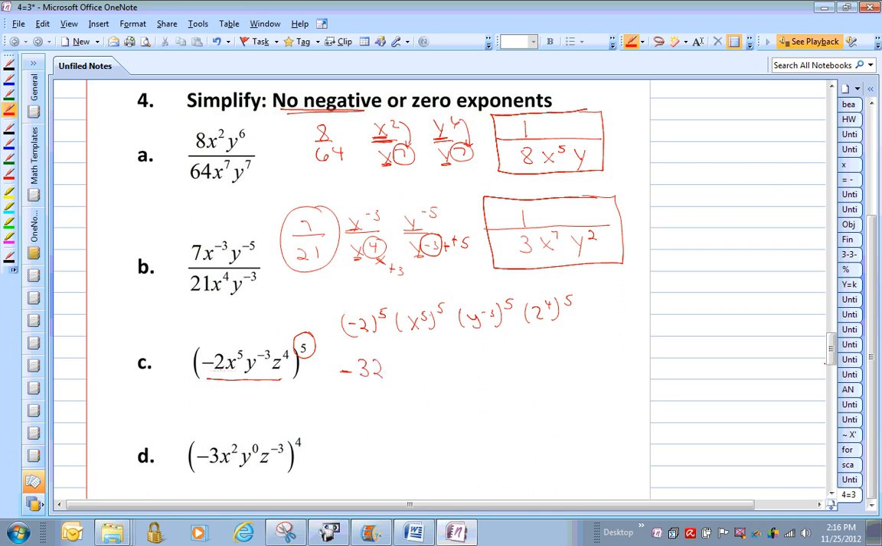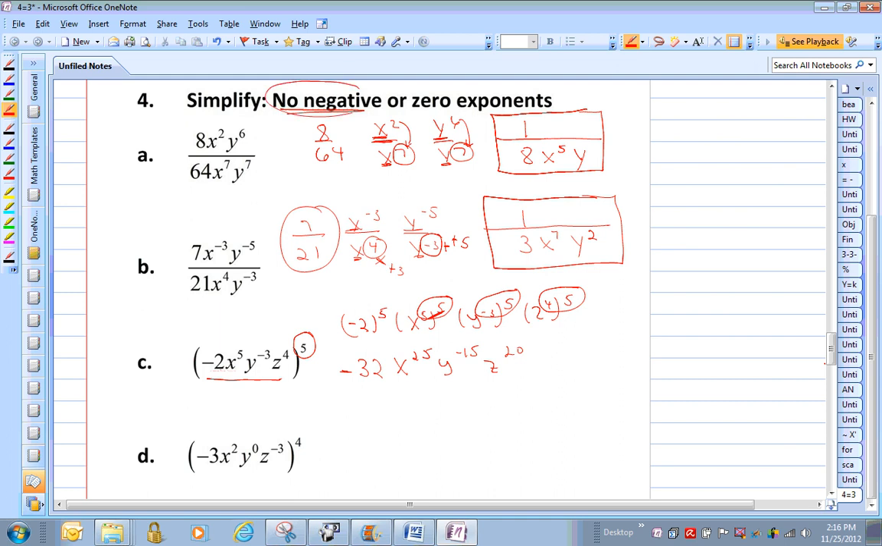Then if we have power to power, we're going to multiply. Power to power is multiply. It's like a Power Ranger. You're powering up. It's getting really big. So 5 times 5 would be 25. You have a power to power here. Negative 3 times 5 would be y to the negative 15. And you have power to power here. You're multiplying, and that would be z to the 20th.